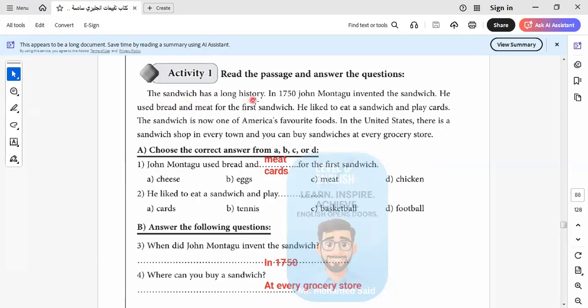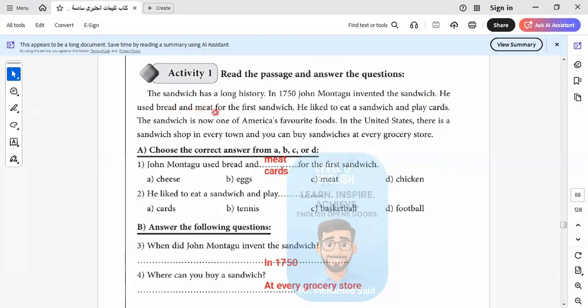The sandwich has a long history. In 1750, John Montagu invented. You can say, Miss Iman, we have a misprint here. We wrote John with a small letter. As we know, the names of persons must be written with a capital letter. We have a mistake here. J here must be written in capital letter. So here we have a mistake. John here must be written in capital letter. John Montagu invented the sandwich.